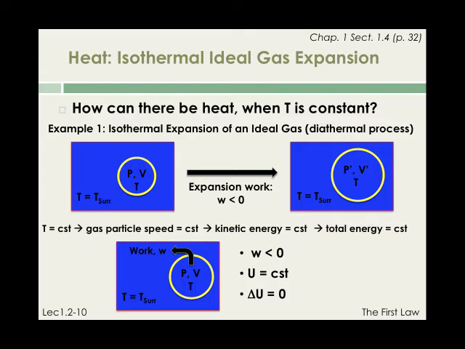We now anticipate the first law of thermodynamics, to be discussed in our next lecture, and write delta U is equal to Q plus W, from which we conclude that Q is equal to minus W. So the heat involved in the isothermal expansion of an ideal gas is positive. In other words, heat is flowing from the surroundings into the system.